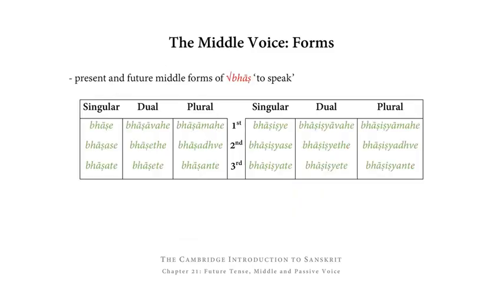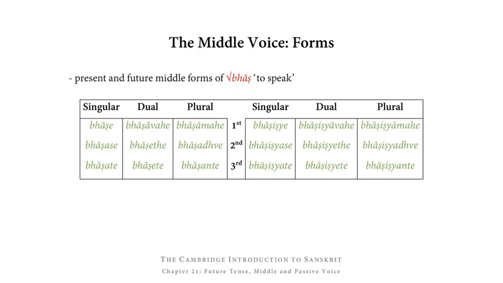To see a couple of proper full middle forms, let's look at the present and future paradigms of bhash, to speak. Bhash is a verb whose forms appear in the middle. And so in the present, we have bhashe, bhashase, bhashate, bhashavahe, bhashethe, bhashete, bhashamahe, bhashadhwe, and bhashante.